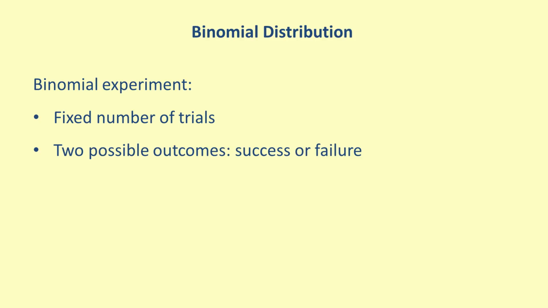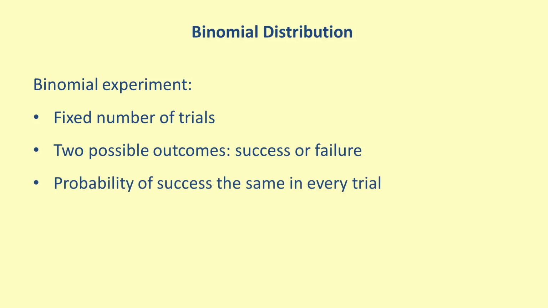First, there is a fixed number of trials. In each trial, there are exactly two possible outcomes, which we call success and failure. The probability of success must be the same in every trial. And lastly, the trials must be independent. This means that the outcome of one trial cannot influence the outcome of another, and information about the outcome in one trial cannot provide any information about the probability of an outcome in another trial.